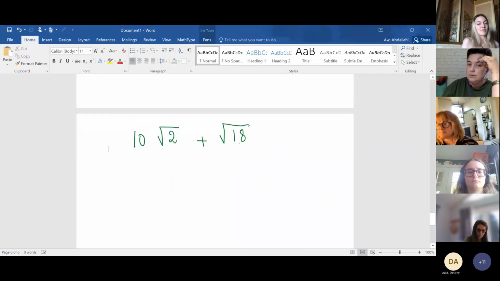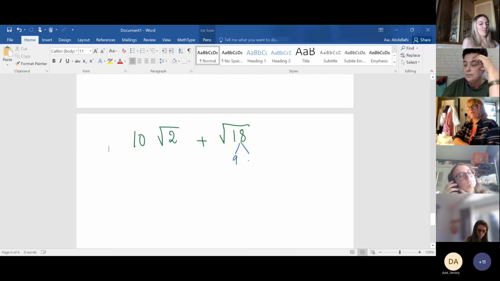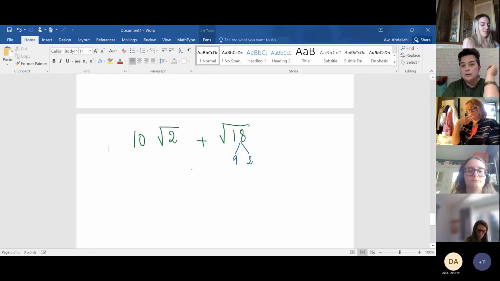Remember what we used to do? We're going to break down 18 as what and what? 9 and 2. 9 and 2, thank you. And the 9 goes out, becomes what number? 3. The 9 goes out and becomes a 3. So it's going to be 10 root 2 plus 3 root 2. Now what's going to happen now? Do I see like radicals now?